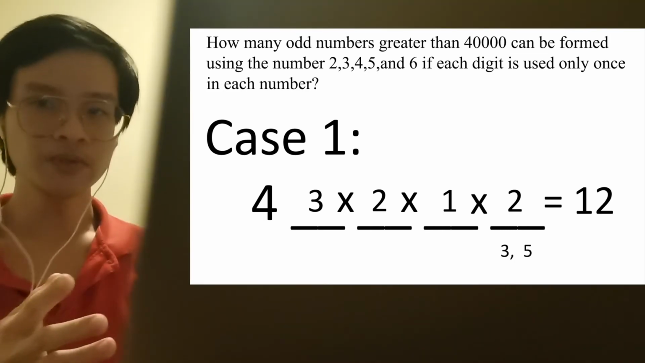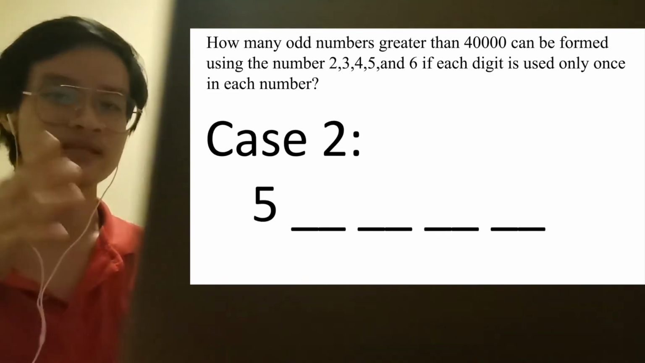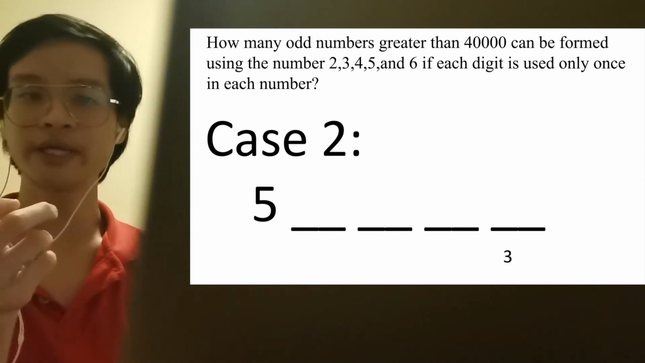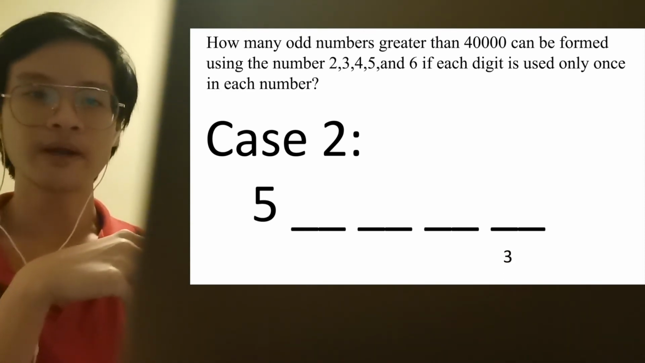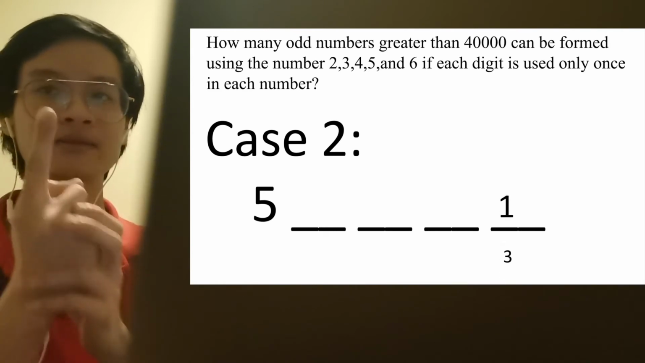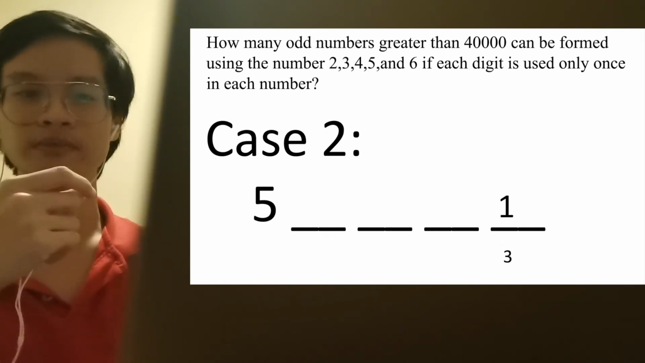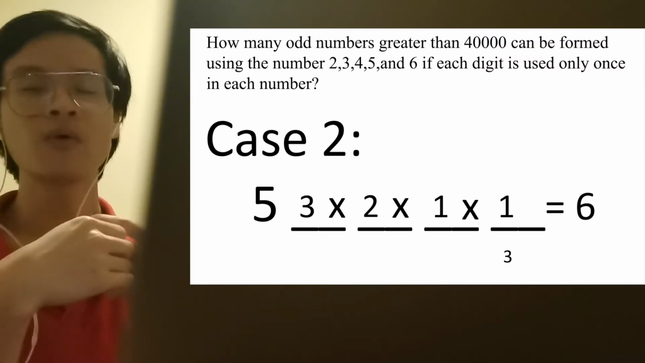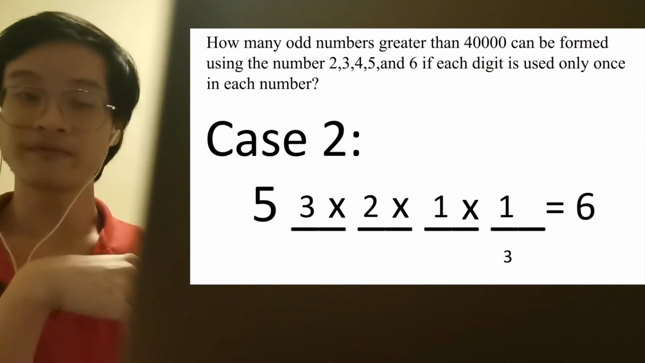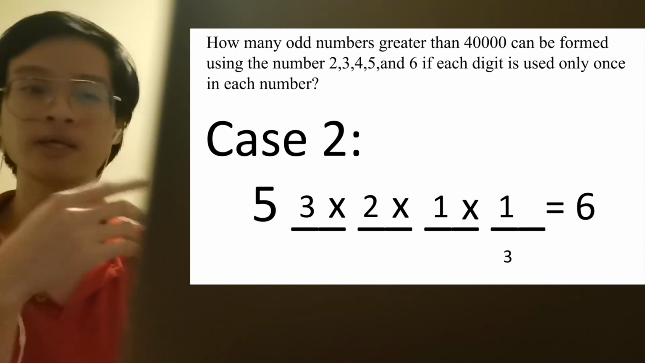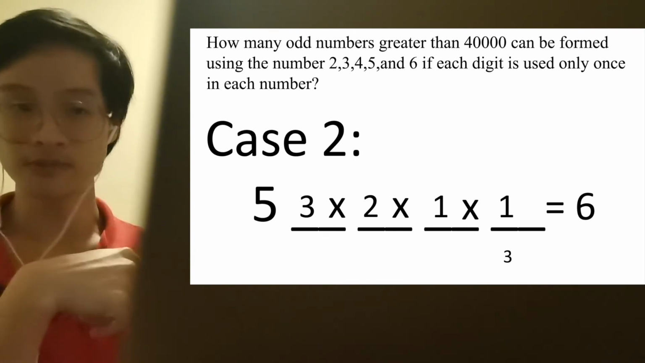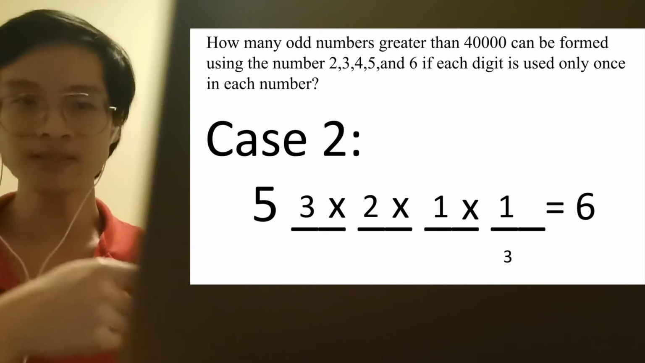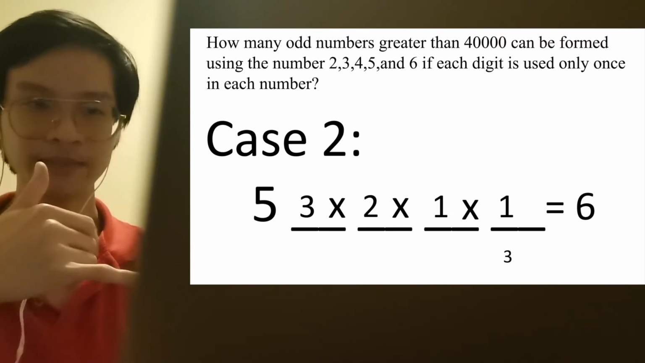Okay, case 2, we have 5 something something something something. Okay, for odd number, only 3 can go to the last spot, right? So only one type of number can be there. So there is 1. Okay, then you can fill up the rest as usual. So one of the 3 numbers can go to the first, one of the 2 numbers can go to the second, and the remaining one goes to the third. So you multiply them all up. 3 times 2 times 1 times 1 gives you 6 different arrangements.